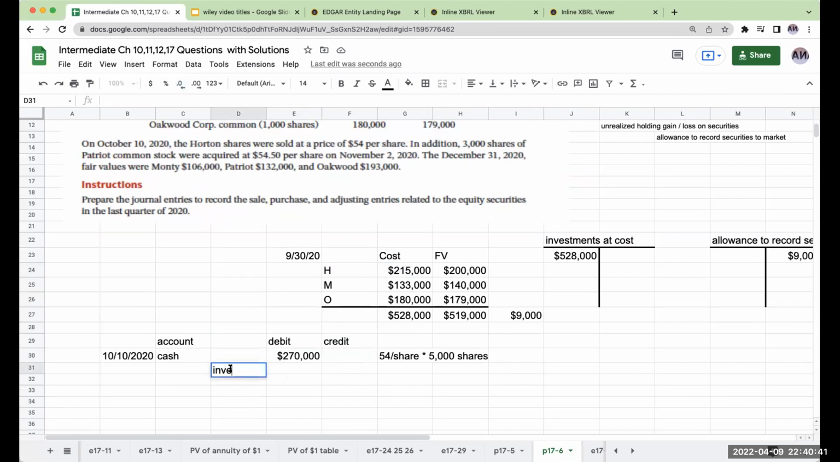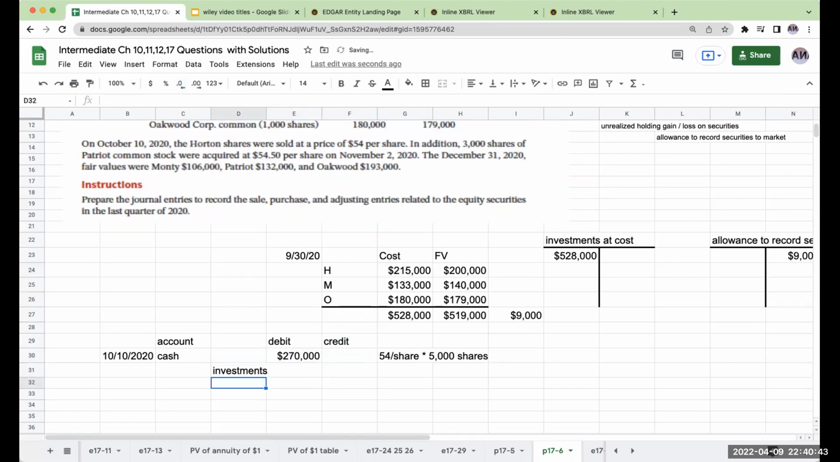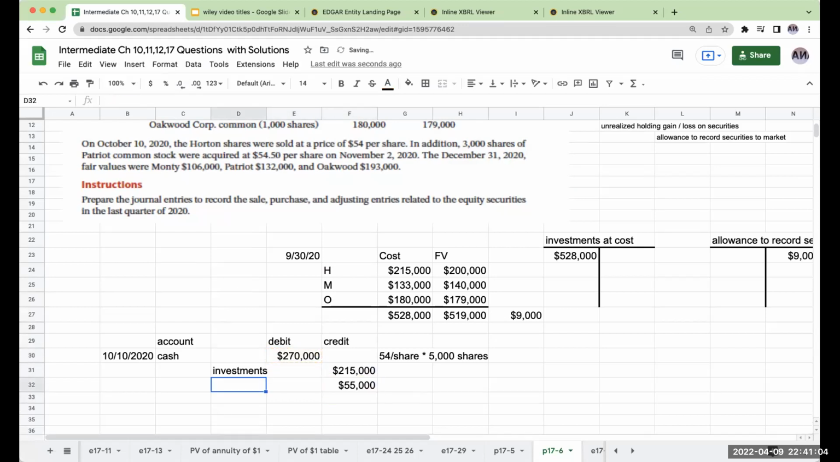So I'm going to credit investments for 215,000. Now, what do I need to do to balance? If my cost was 215, and I've got a debit of 270, I'm getting 270 and the carrying value is 215. So I'm going to have a gain right over here of 55,000.